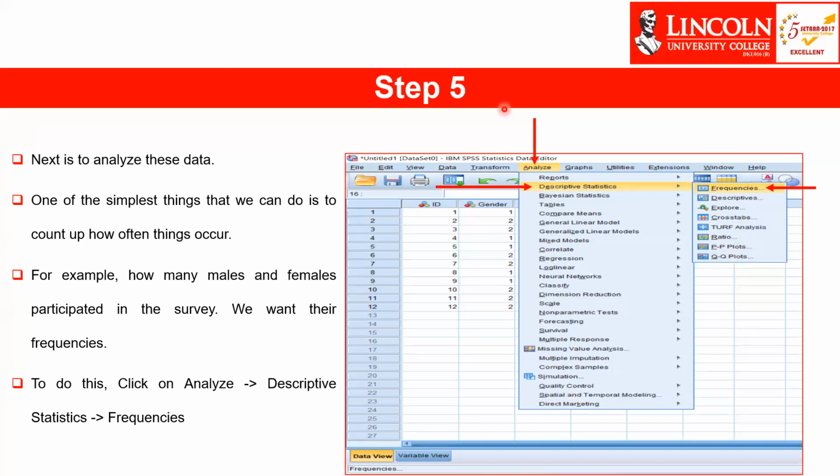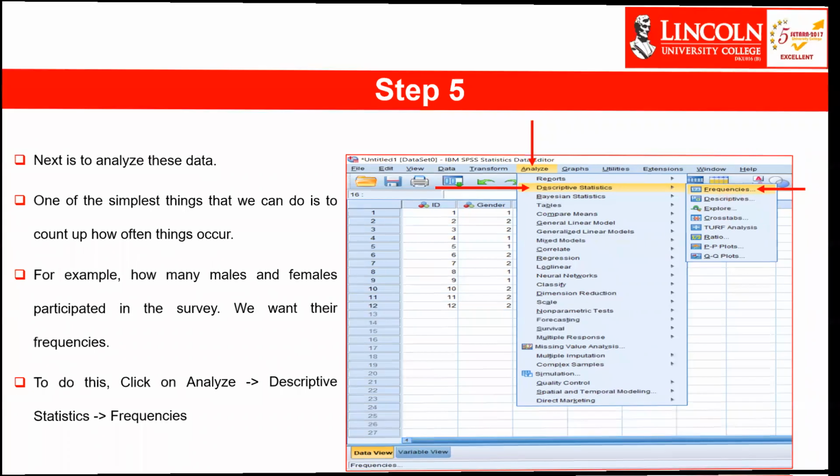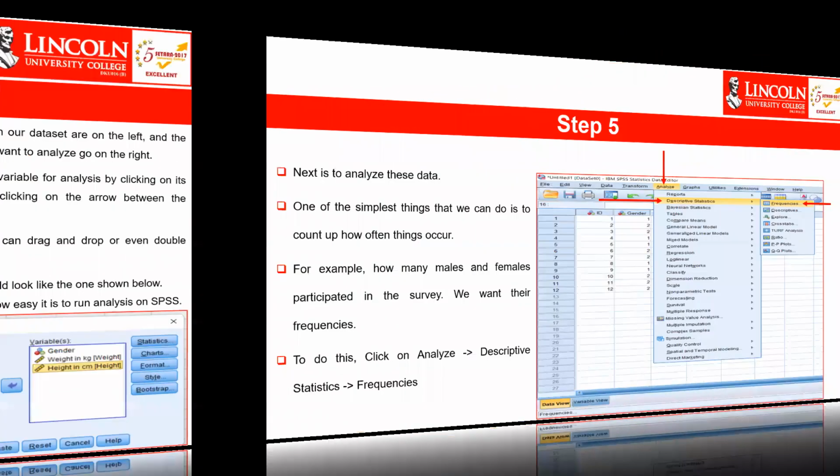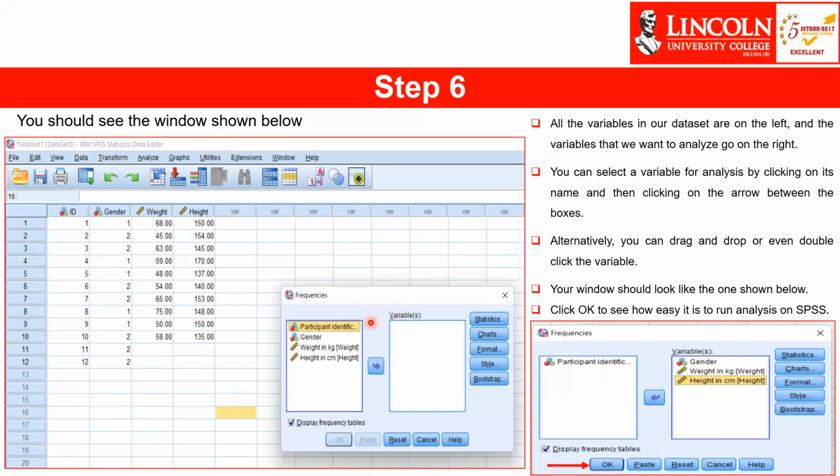In this case, we want to just see the frequency. Remember, we only want to know how many males and females participated in the survey. As a result, we only want to see the frequencies. So you click on frequencies. When you click on frequencies, that will bring you to this particular box. Here you can see Frequencies at the title of this window. Towards the left, you will see all your variables, and towards the right, you see another box for variables.